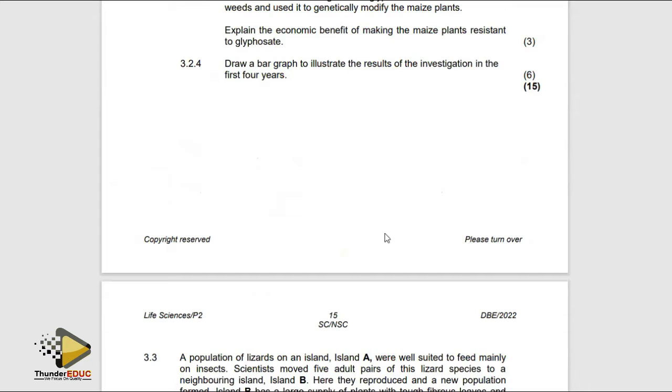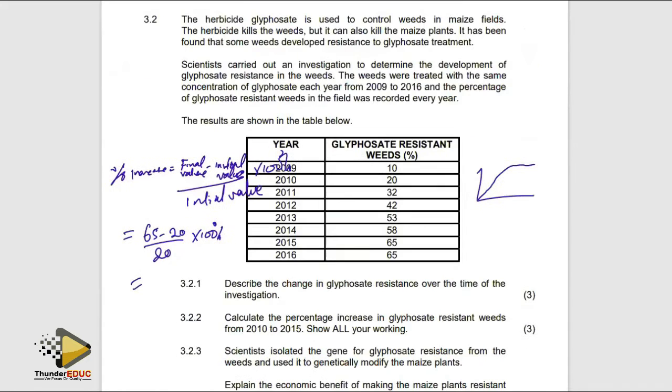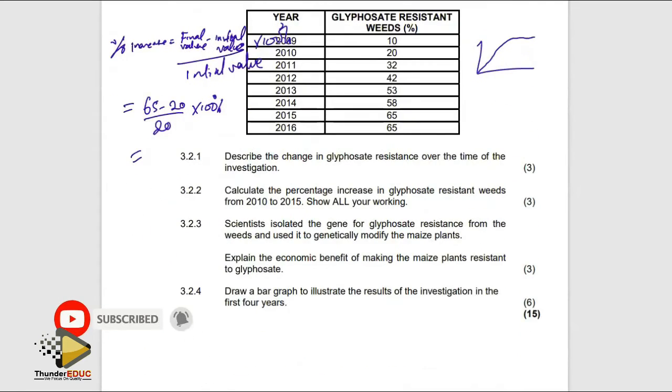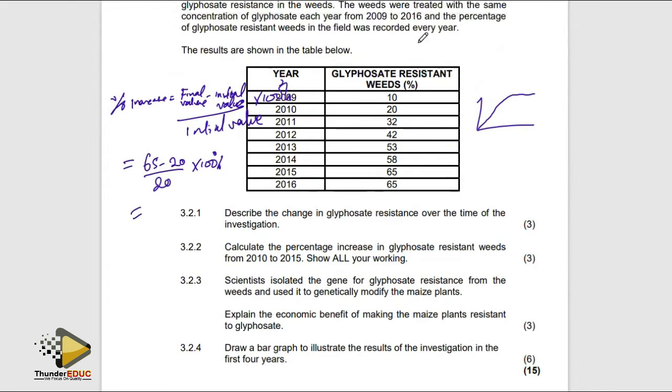All right. So now they're saying that the bar graph should illustrate the results of the investigation in the first 4 years. Now, I'm not going to draw the actual graph, but I'm just going to talk about how you can draw this bar graph without stress. So years are always an independent variable, meaning that this is time. Time is always an independent variable. So independent is always on the x-axis. And then the dependent one is always on the y-axis.